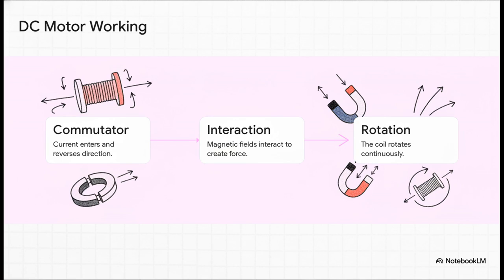Quick revision of Section 3. Current plus an external magnetic field equals physical force. The commutator keeps the DC motor spinning in one direction. Got it? Let's keep going.